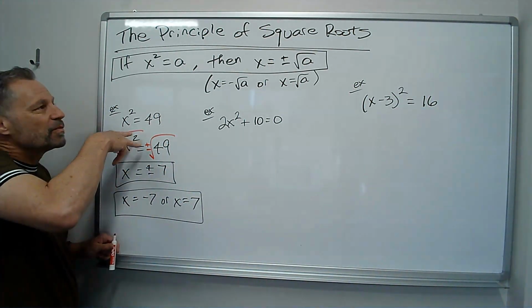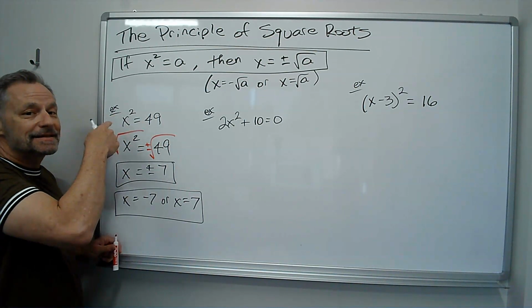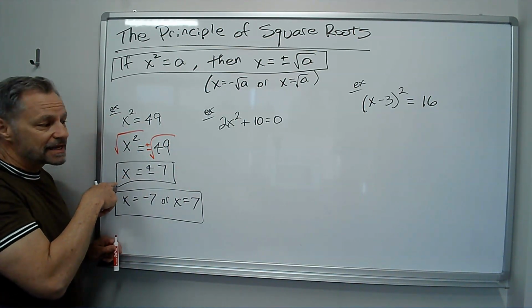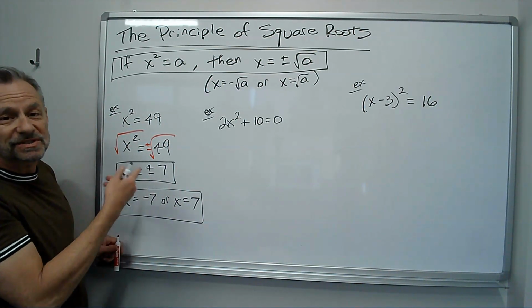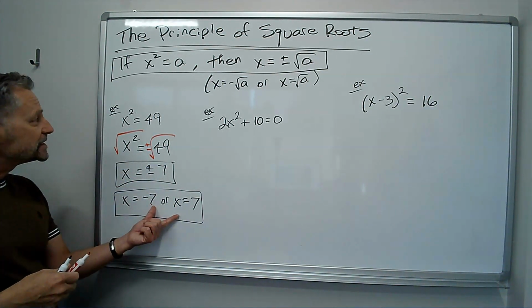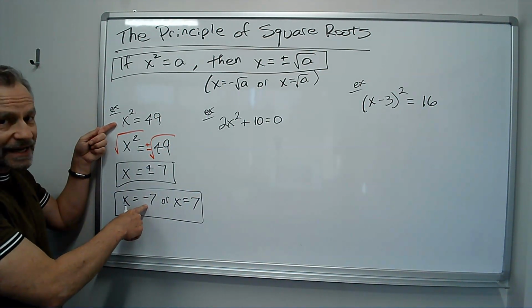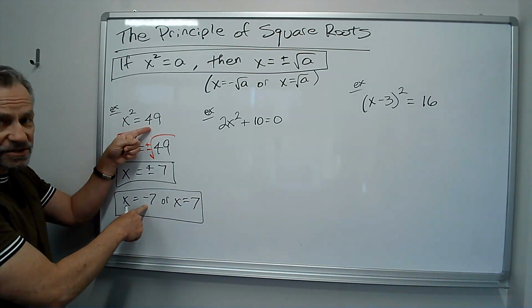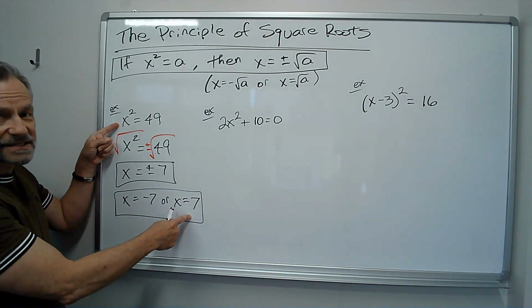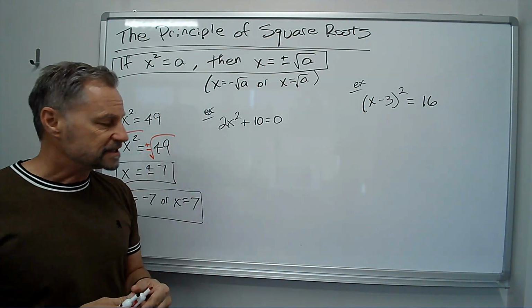And if you're wondering why this plus or minus, remember the square root of x squared is really the absolute value of x. And if the absolute value of x equals 7, well, x could have been negative 7 or positive 7. Notice both of these answers will work if I plug them in. Negative 7 squared, negative 7 times negative 7 is positive 49, as is 7 times 7. All right, let's see how we're going to use this in some problems.